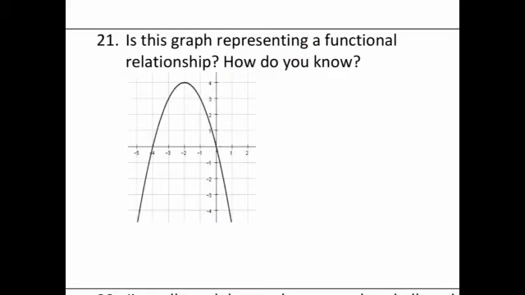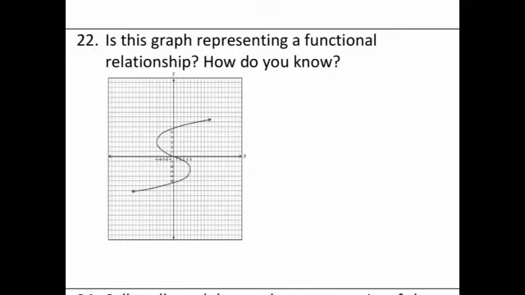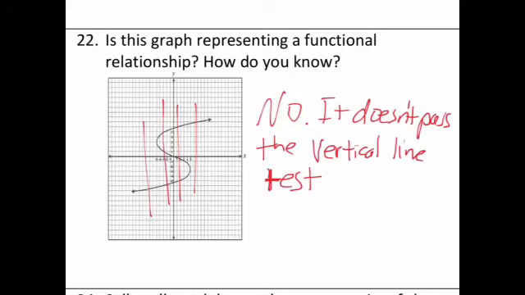So there's that one. Moving on to 21, is this a functional relationship? Well, yes, and that's because it passes the vertical line test. Do a vertical line test, it only crosses once. So there you go, it passes the vertical line test. On this one, when you do your vertical line test, it doesn't pass. So this one's going to be no, it doesn't pass the vertical line test.